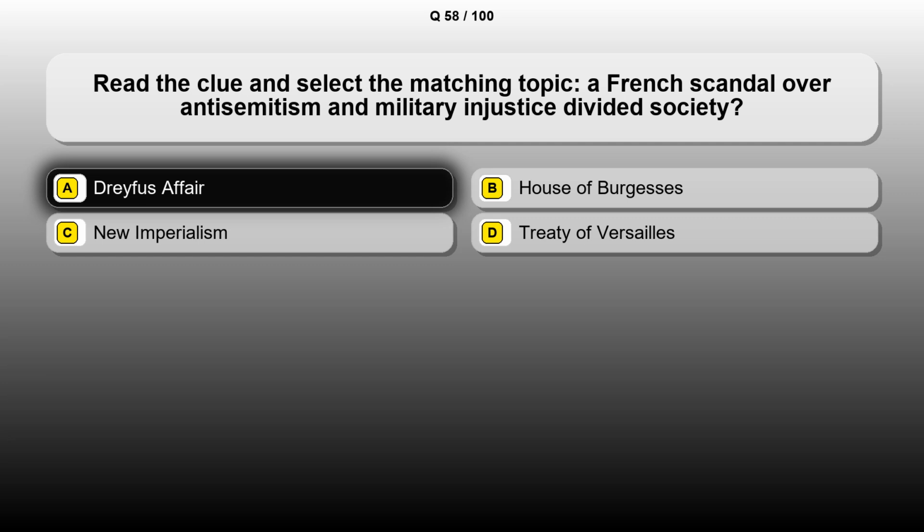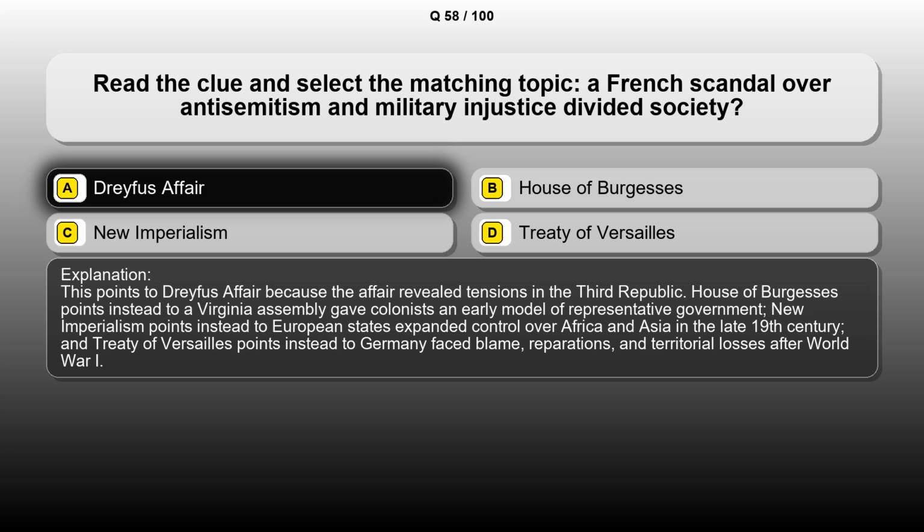The correct answer is option A, Dreyfus Affair. This points to Dreyfus Affair because the affair revealed tensions in the Third Republic. House of Burgesses points instead to a Virginia assembly that gave colonists an early model of representative government. New Imperialism points instead to European states' expanded control over Africa and Asia in the late 19th century, and Treaty of Versailles points instead to Germany faced blame, reparations and territorial losses after World War I.